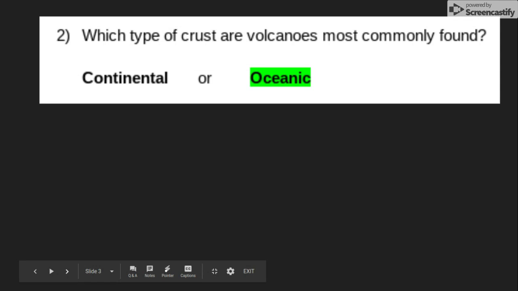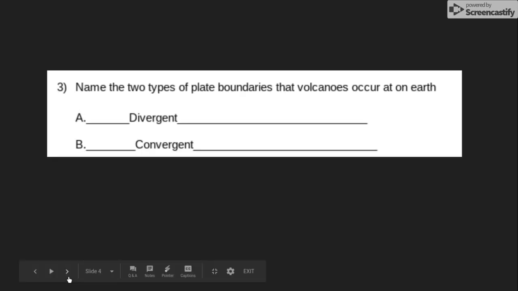Which type of crust are volcanoes most commonly found? They're actually most commonly found near oceanic crust. So that is the crust that's under the ocean. So around there, we will see more volcanoes.